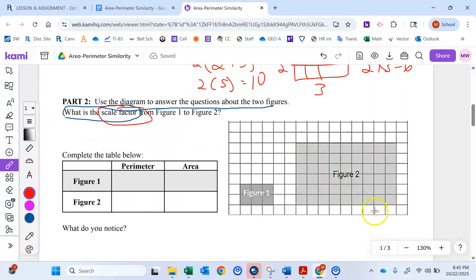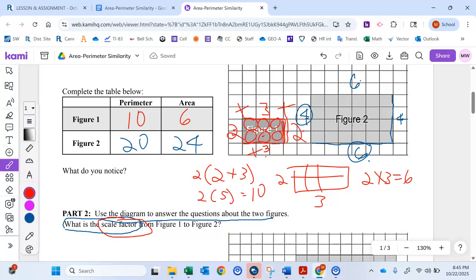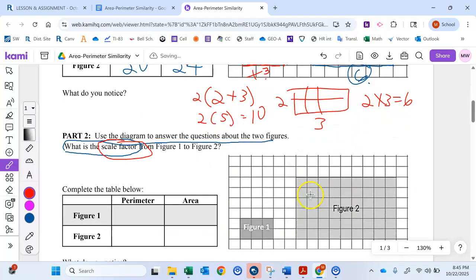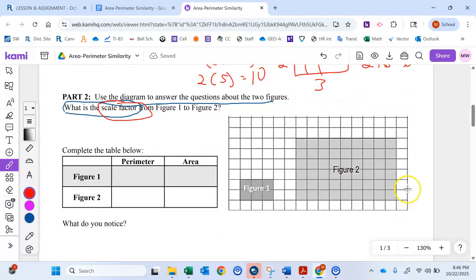Well, the scale factor is what we multiply the bottom one by to get the top one. Remember that? This is bigger, right? This is the big one. So what do we multiply figure 1 by to get figure 2? Well, let's try another one.